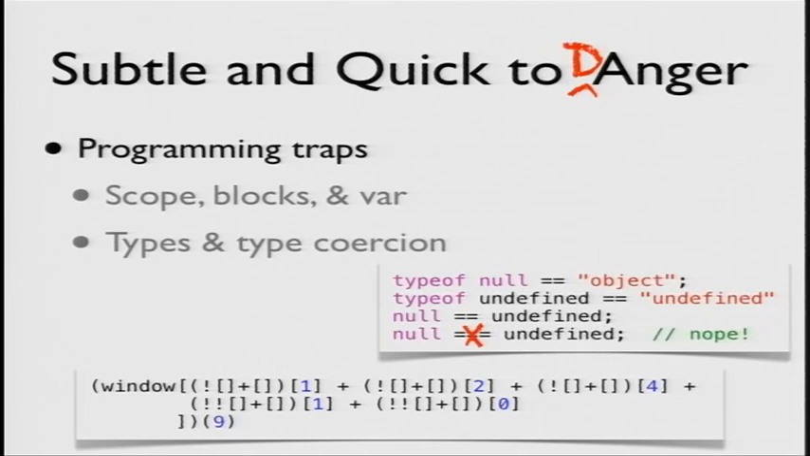Things like the type of null is actually an object. The type of an undefined is an undefined. A null can be equal to undefined, but it's not strictly equal to undefined. I just highlight this as one of the things that can be a little bit of a confusion or a source of error in certain types of programming. So on that one hand, developers can find this language confusing.